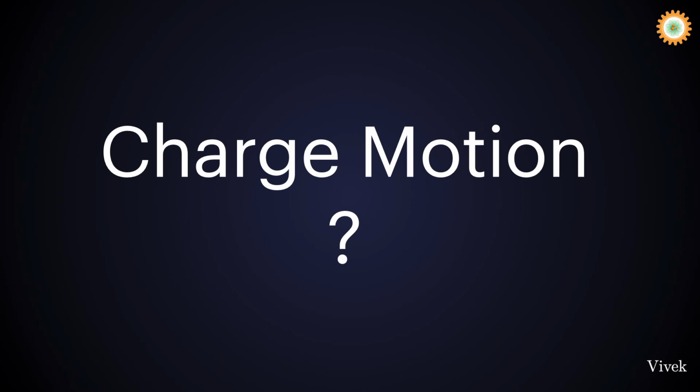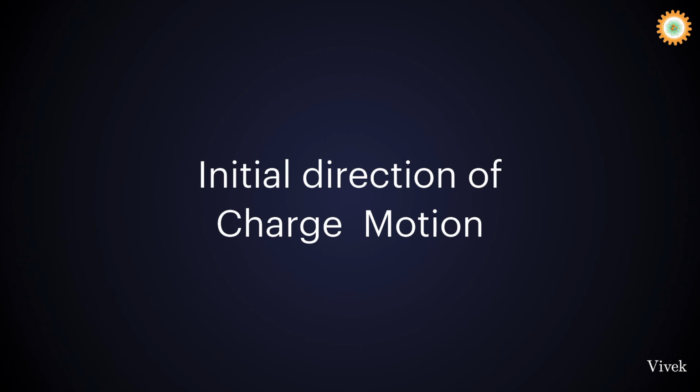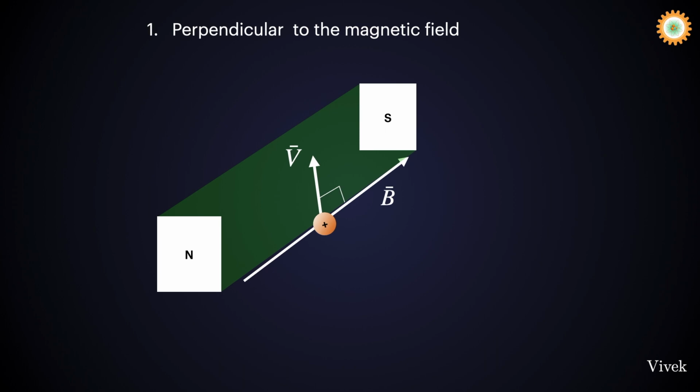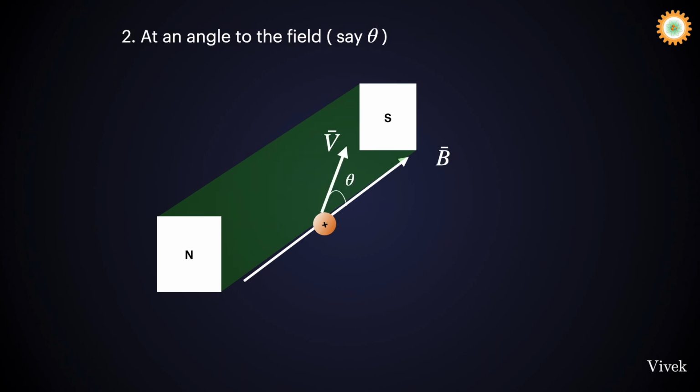In this video, we shall see how a charge moves under the influence of the magnetic Lorentz force. For this, the initial direction of the charge entering the magnetic field is important. There are two possible ways the charge enters the magnetic field. One, perpendicular to the magnetic field. Two, at an angle to the field, say theta. Let's consider the first case.